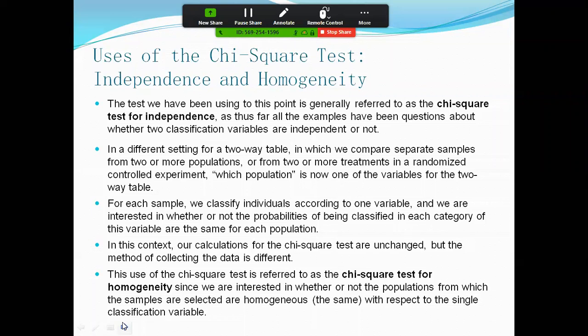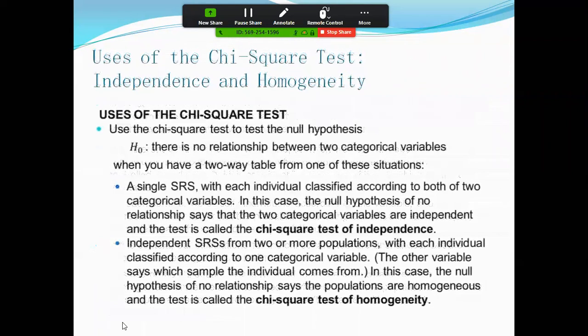This use of the chi-square test is referred to as the chi-square test for homogeneity, since we are interested in whether or not the populations from which the samples are selected are the same with respect to a single classification variable. Homogeneous. Sorry. Uses of the chi-square test: independence and homogeneity.